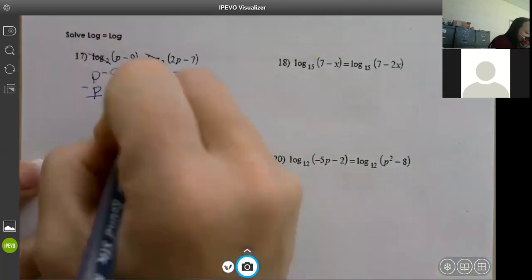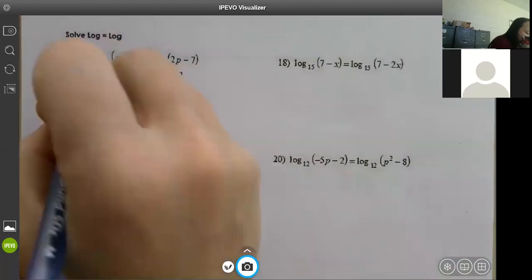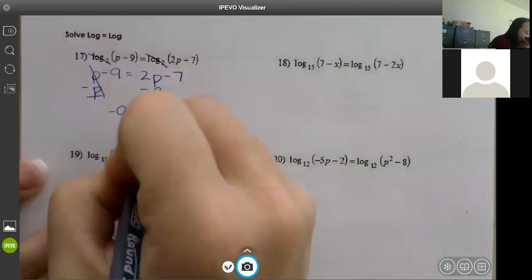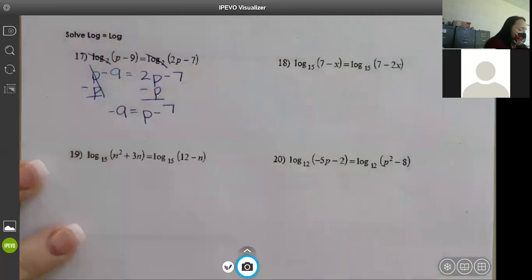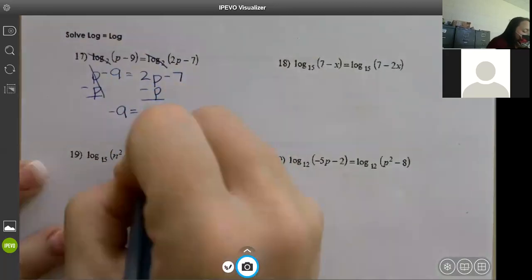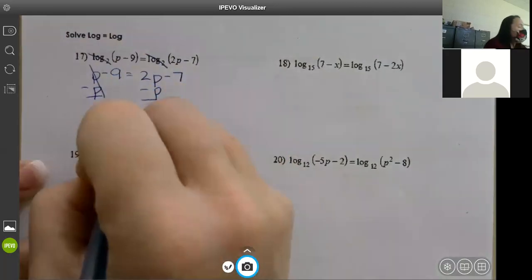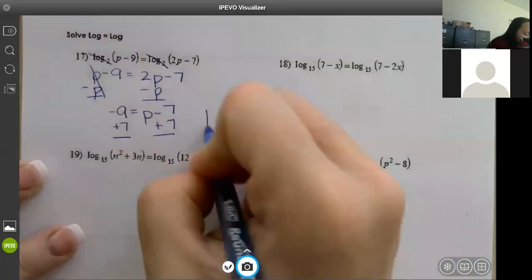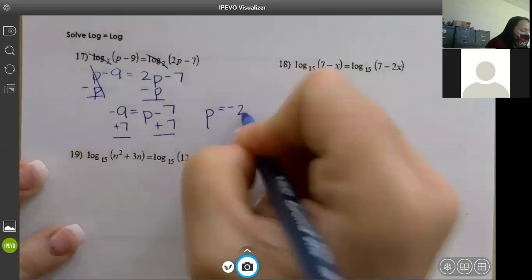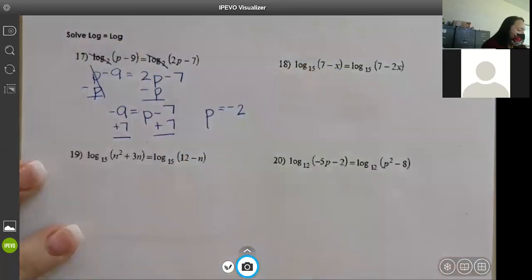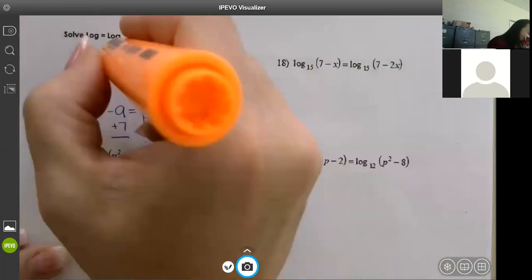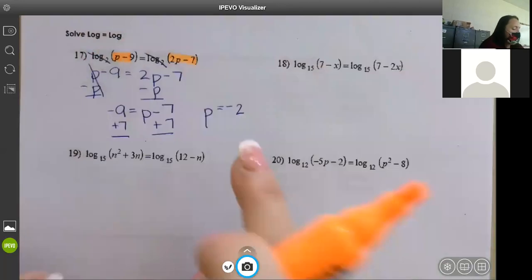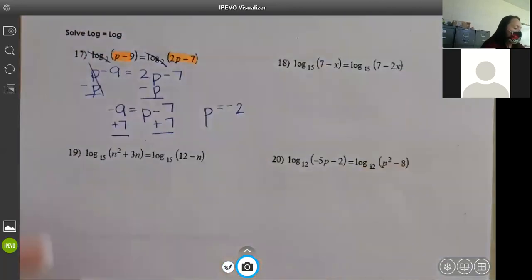I'm going to put your p's on the same side. So I get negative 9 equals p minus 7. Add 7, and I know I'm going quickly through this part, but you guys know how to solve equations, okay? And I get p equals negative 2. These are one of the ones that you have to plug in, and here's what I'm talking about. You're just going to plug into this set of parentheses where the p is, and this set, to make sure that it doesn't give you a negative or a 0.